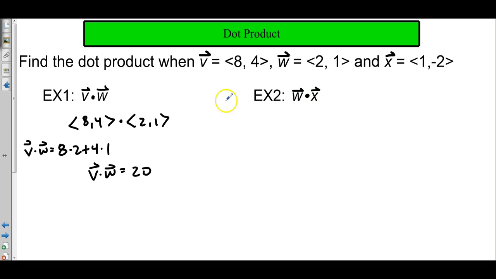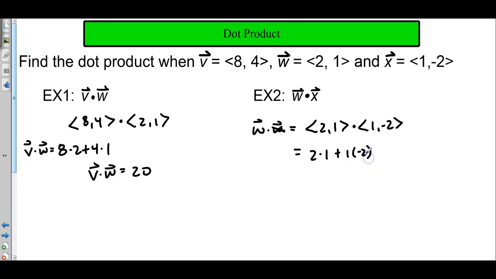Same thing over here, w dot x. So w is 2, 1, dot x is 1, negative 2. Go through and calculate, and we get 2 times 1 plus 1 times negative 2. And this dot product happens to be 2 minus 2 is 0. And we'll come back to these in a second.